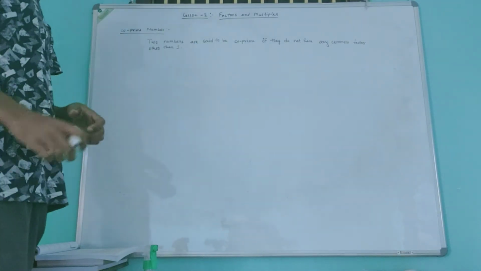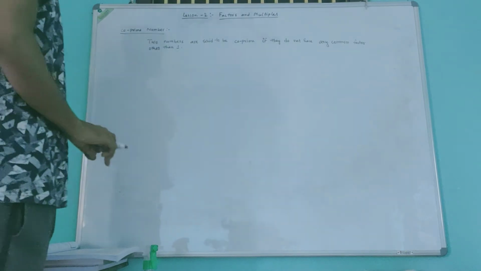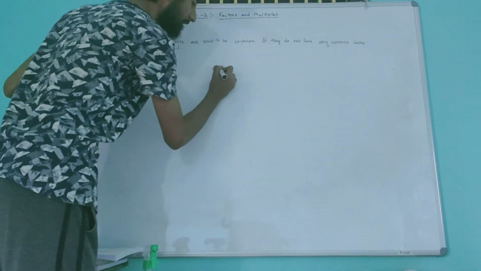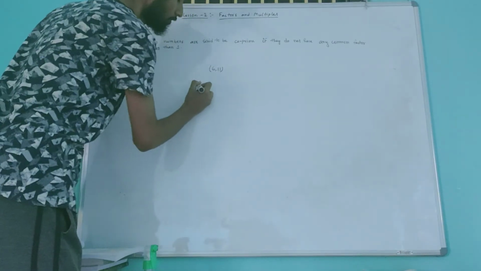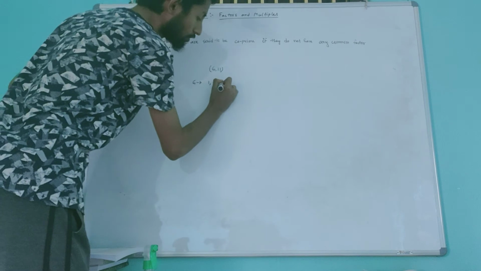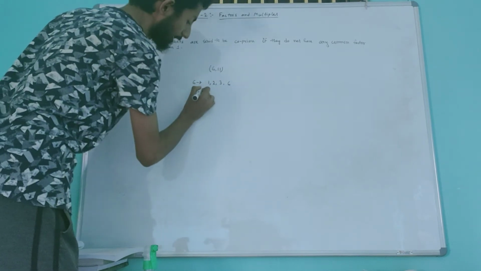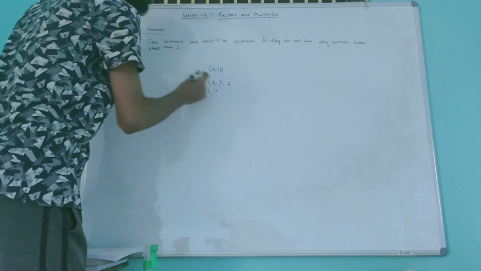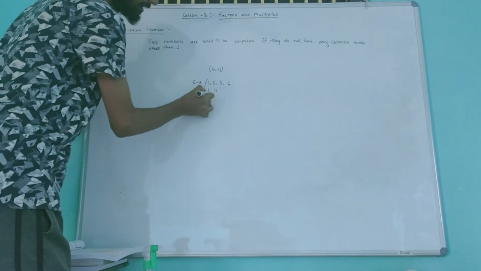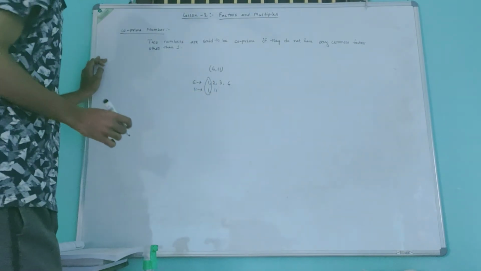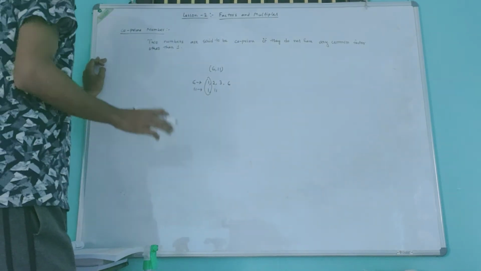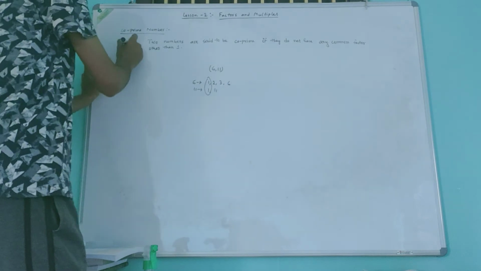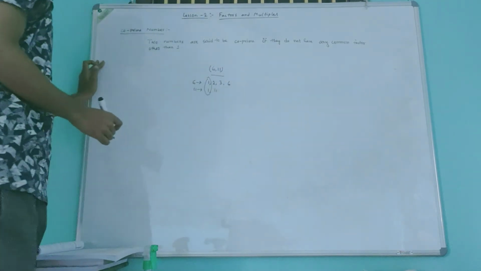Now we will learn about co-prime. Two numbers are said to be co-prime if they do not have any common factor. Suppose we write 6 and 11. 6 has the factors 1, 2, 3 and 6, and 11 has the factors 1 and 11. So you can see over here, if we remove this 1, there is nothing which is common. So we can write these 6 and 11 are co-prime.